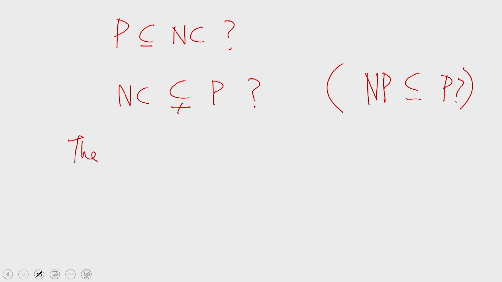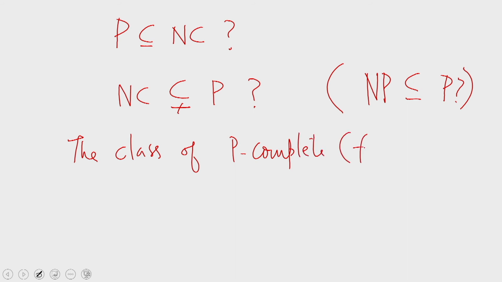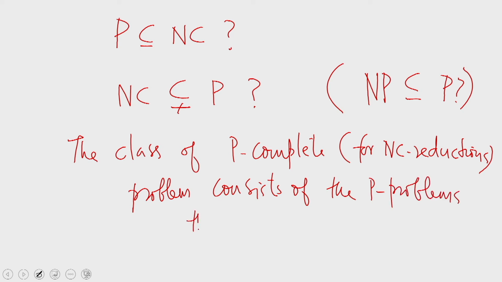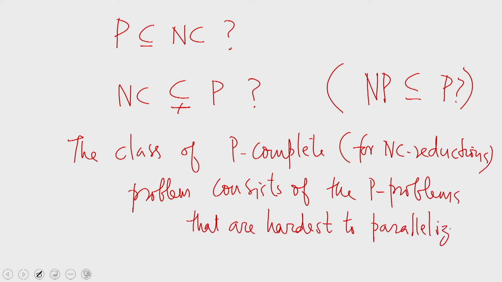We shall define a class of problems which we call the P-complete problems for NC reductions. The class of P-complete problems consists of the P problems that are hardest to parallelize. That is, we will be able to parallelize them only if NC equals P. So, if P is not equal to NC, then there are some P problems which are not parallelizable, and then the P-complete problems would indeed be not parallelizable. So, what do I mean by NC reductions?